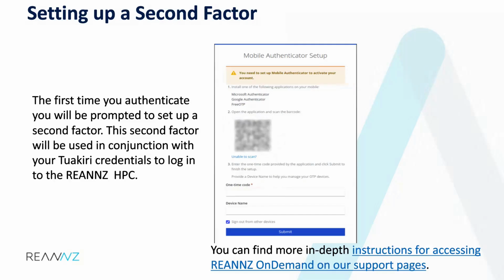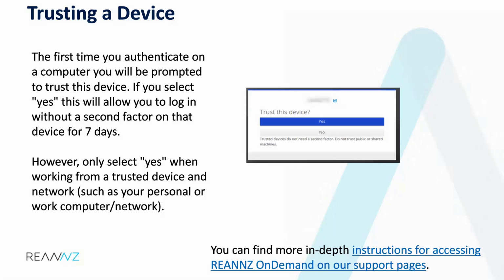Now, the first time you log in, there will also be an extra step that wasn't visible when I logged in there. You'll first need to set up a second factor, so make sure that you have an authenticator application like Google Authenticator on your phone. This second factor will be used alongside your institutional credentials to log into the HPC. You'll also be prompted on whether you trust the device you are using. If you're using a trusted device, such as your personal or work computer on your personal or work network, then you may choose to confirm to trust the device, and you will only need to log in with your second factor every 7 days afterwards.